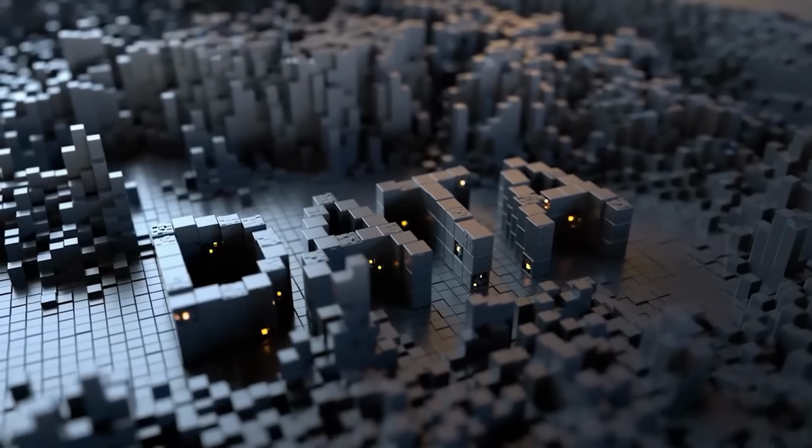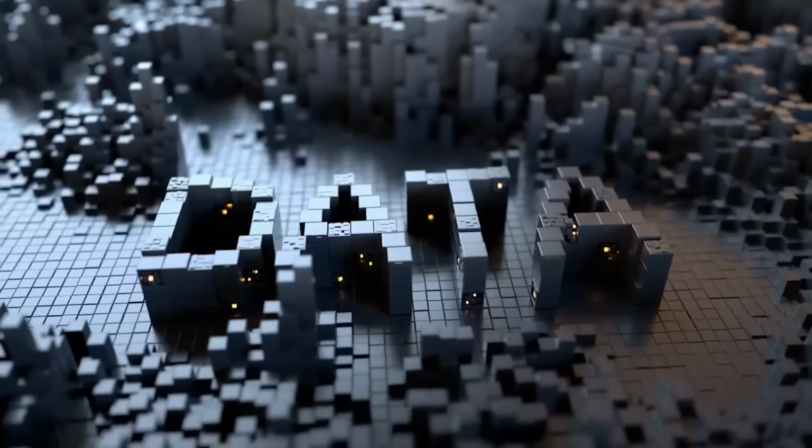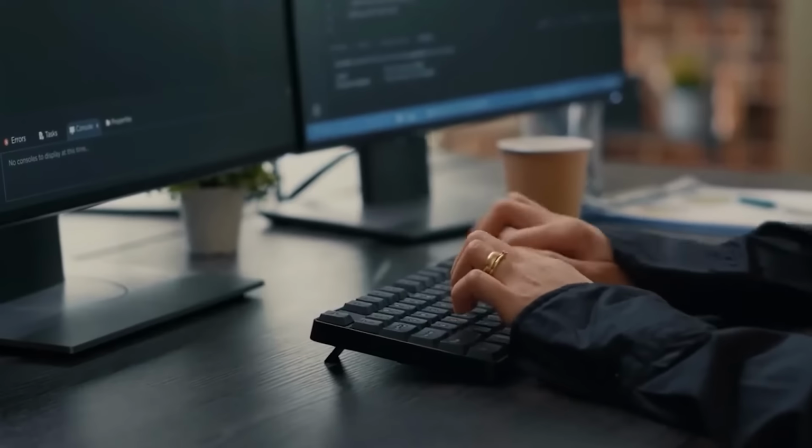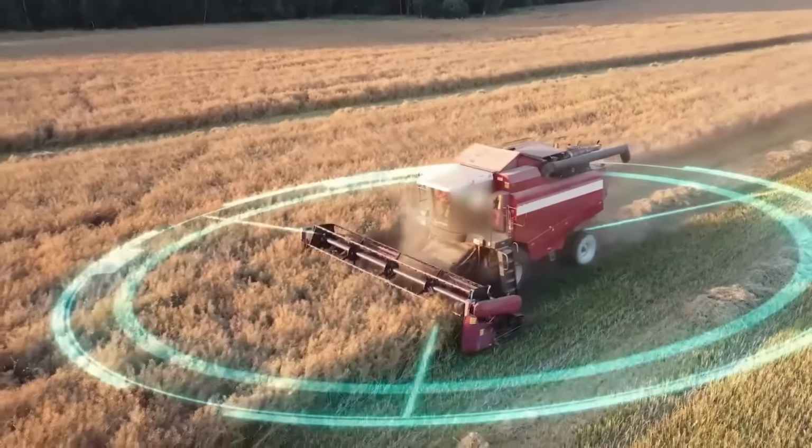AI systems can examine big data sets and provide insightful analysis that helps professionals make well-informed decisions. This is especially useful in industries like banking, where AI can forecast market trends and improve investment plans.